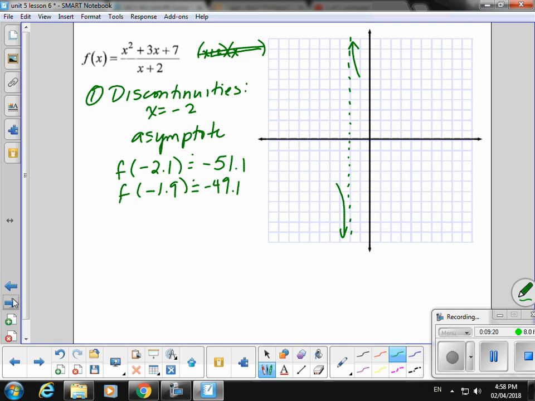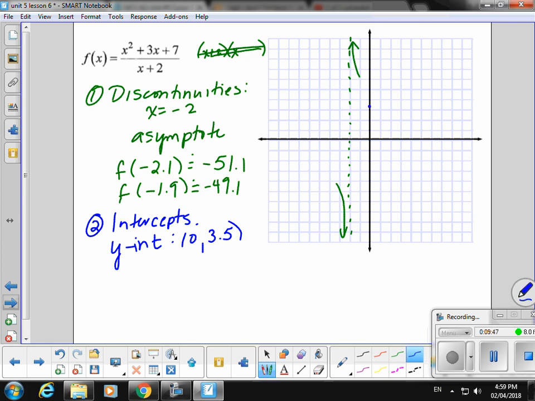Step number 2 is to look for intercepts if possible. Intercepts, y-intercept and zeros. For my y-intercept, if I put a 0 in there, I get 7 over 2. I get 3.5. So 0, 3.5.